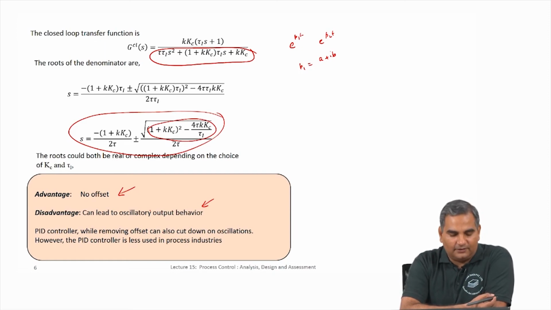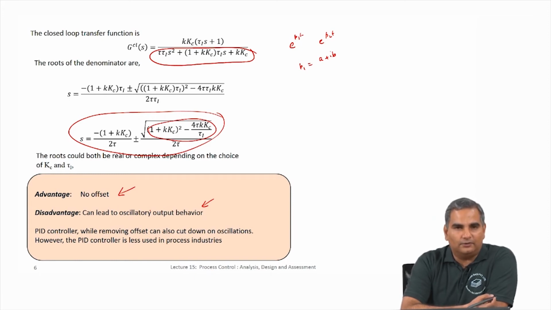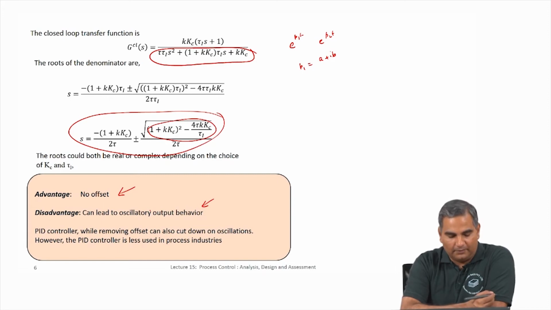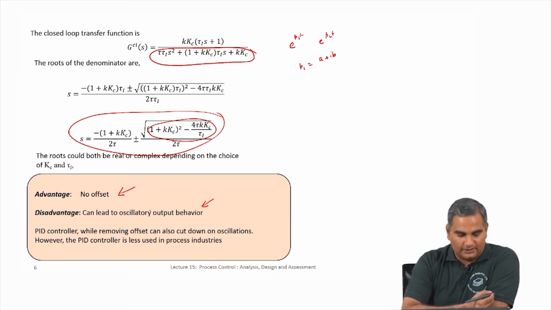But in cases where you cannot tolerate an offset, for example, if it is related to quality, let us say you want to produce a certain product of a certain level of purity, in that case you might not be able to afford offset in quality parameters. So, in those cases you would introduce a PI controller and you would tune it in such a way that the oscillations are minimum.